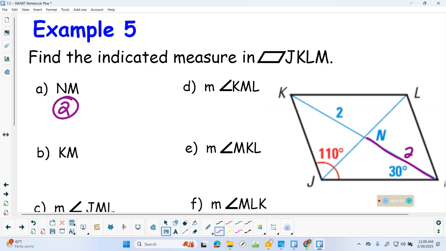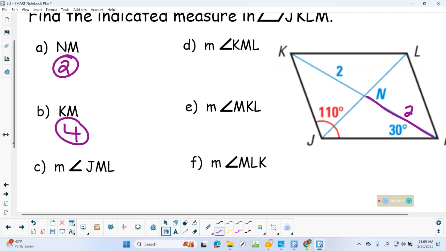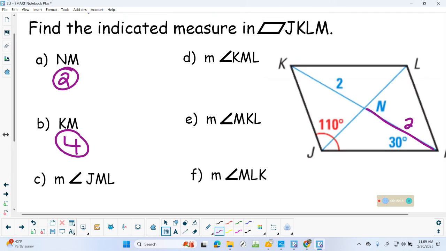Okay, KM. K all the way to M. What's the length of KM? No work needed. KM. 2 plus 2, 4. Okay, I scrolled a little too far. Angle. Here we go. Careful on your angles. Angle JML, my M's off the screen. So I need this corner.